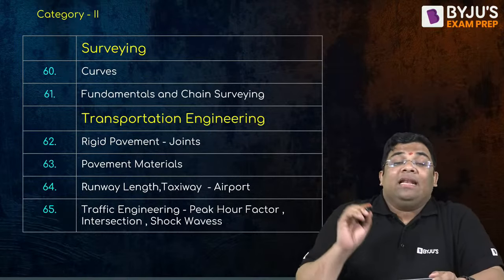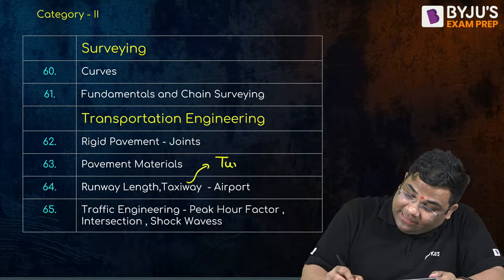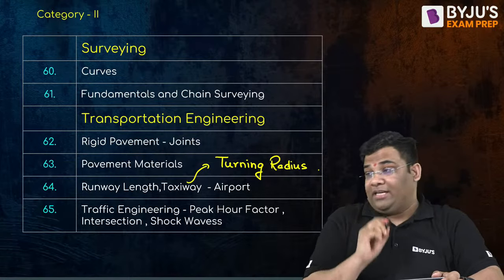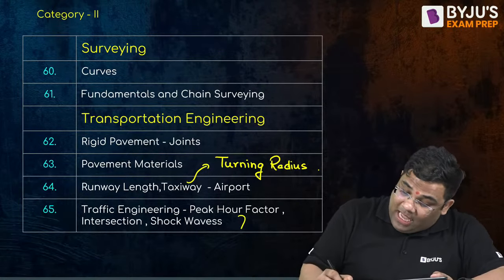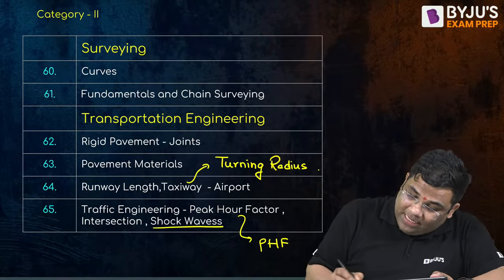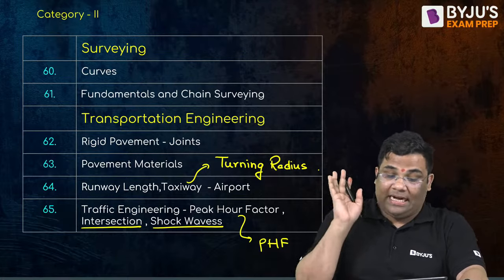Okay, runway length and taxiway design. In taxiway, we have the turning radius. Turning radius, this much will be sufficient for your airport engineering. And in traffic engineering, in category 2, I have peak hour factor, your shock waves, and your intersection conflict points, category 2. Okay, this is category 2.